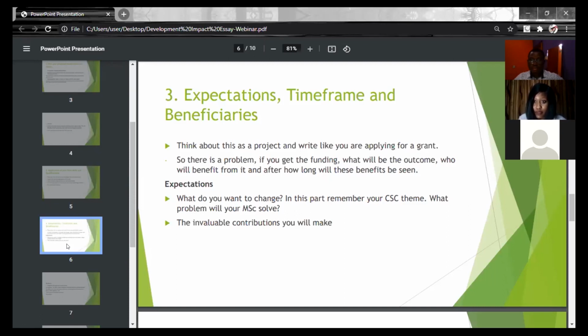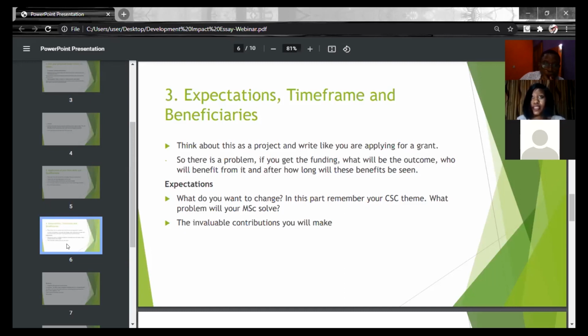So as you write these expectations, keep in mind that you are applying under a specific CSC theme. If it is to see global prosperity or promoting global prosperity, what are the outcomes under this theme that you want to see? Also keep in mind that if it's an MSc in environmental management, what is it that you're coming to solve? What issues do you want to see change in your home country based in this sector of environmental management? Okay, so show that the contributions that you're coming to make are invaluable, because these are the things that will make you stand out.